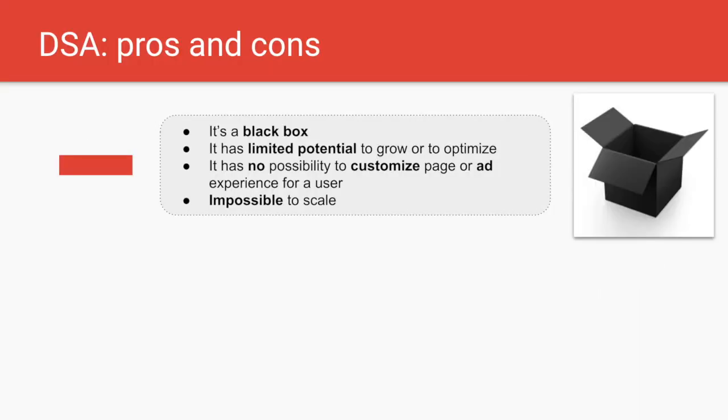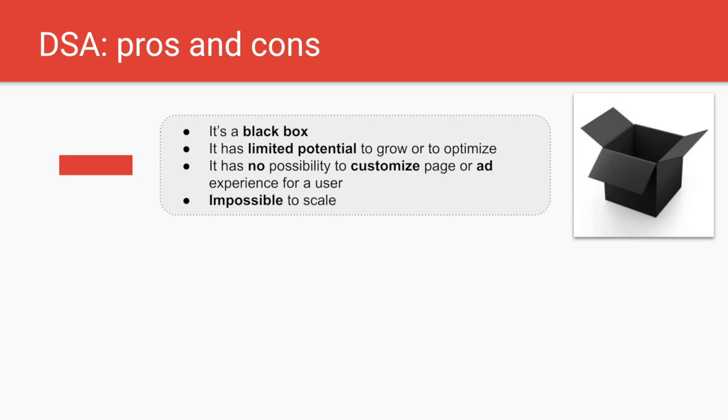So DSA has several pros and cons. The main negative part is that DSA is a black box. It has a very limited potential to grow and to optimize, and there is no possibility to customize any experience for the user, the same as it's impossible to scale. If you want to scale DSA, you usually just increase the bid or you create new pages for SEO, which is not bad, but it's very, very difficult. And the most important thing, you can't control anything inside the black box.